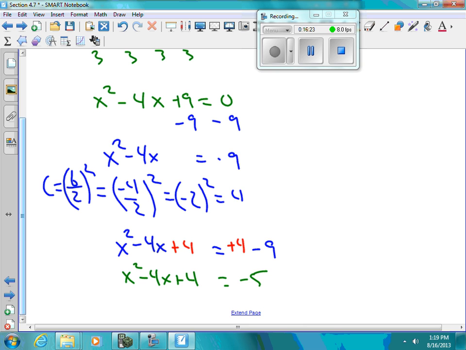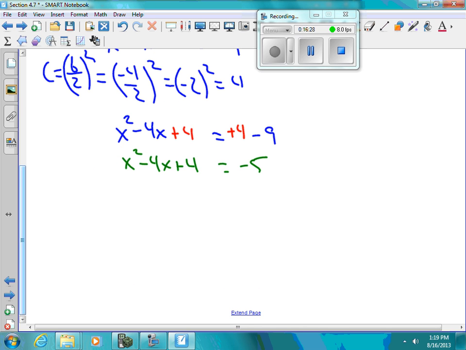So, now what? Well, I can rewrite x squared minus 4x plus 4 as x plus b over 2, and then the whole thing squared. B over 2 ended up coming out to be negative 4, remember, or negative 2, excuse me. That was b over 2. So x minus 2 squared. What do you think? I'm factoring this. It's a perfect square trinomial. That's what it would factor to.